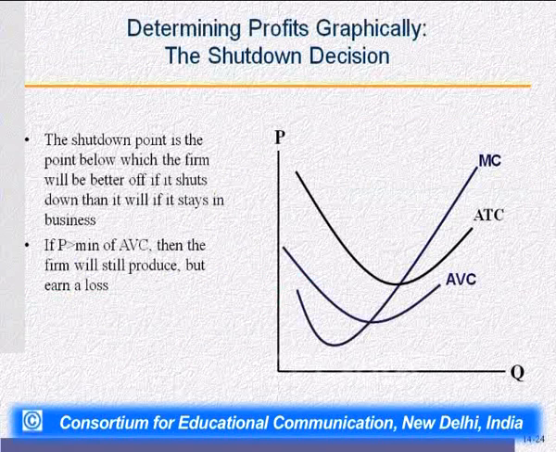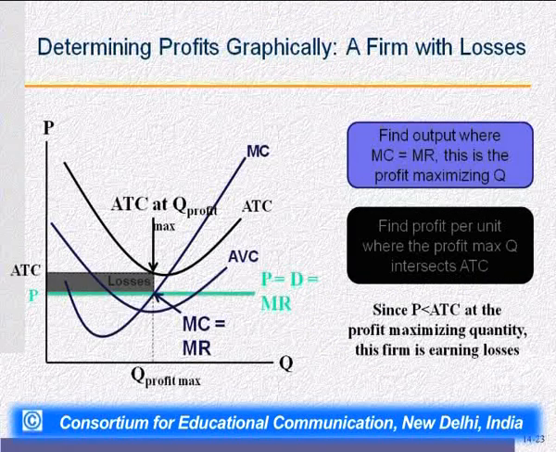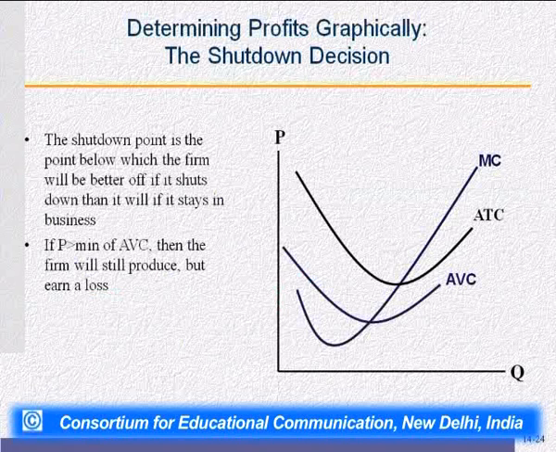Now, what is the shutdown? What is the role of AVC, which you have seen in three figures? AVC is the average variable cost. As I discussed, there are two types of costs, variable cost and fixed cost. So any firm can continue its production until the market price is below AVC, or the total revenue is below total variable cost. Here you can see the shutdown point is the point below which the firm will be better off if it shuts down than if it stays in business.